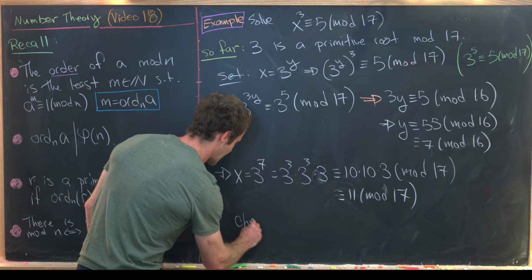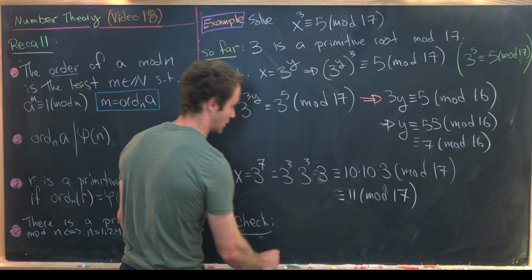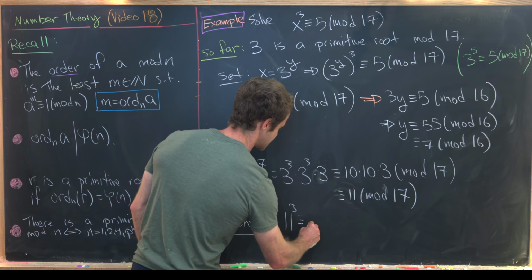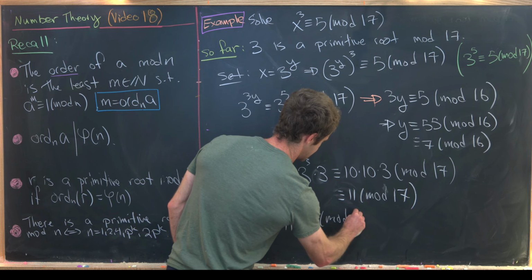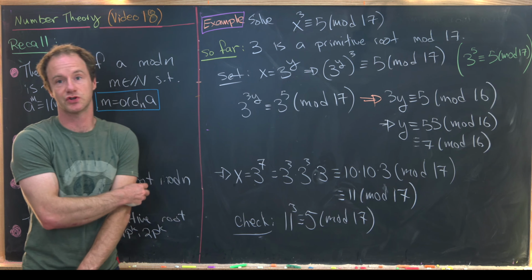And then you can check that, in fact, this works. 11 cubed is congruent to 5 mod 17. So we have our solution.